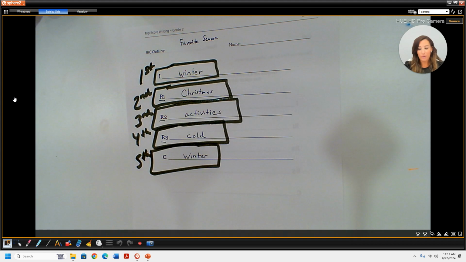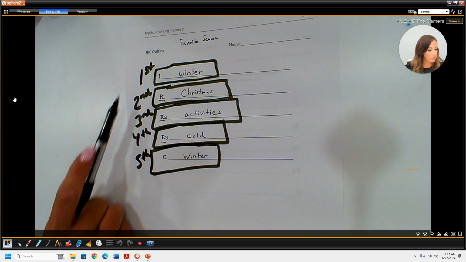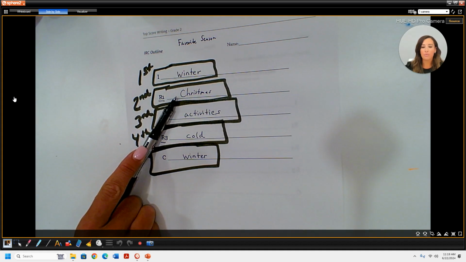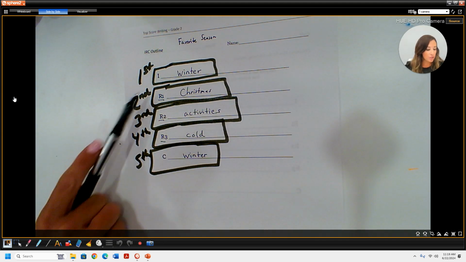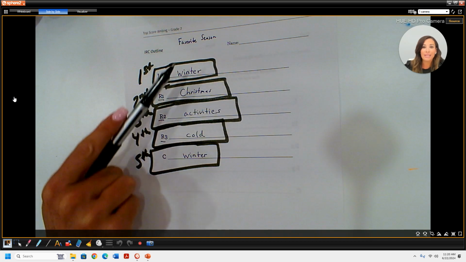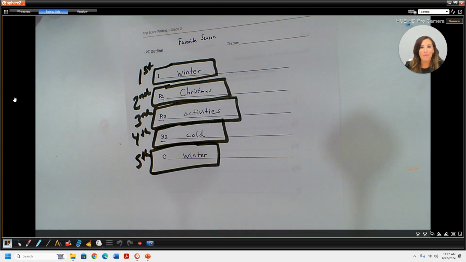So remember I told you we're going to be writing a 5-paragraph essay, and this is your roadmap. You're not going to have to think about what to write. If someone said to you, what are you going to write about in your second paragraph? You would say, oh, second paragraph, I'm going to write about I like winter because Christmas. And if someone said, well, what are you going to write about in your fourth paragraph? You go, oh, that's easy. My fourth paragraph, I'm going to write about I like winter because it's cold. You know exactly what to write because this planning is your roadmap. And that's why planning is so important.